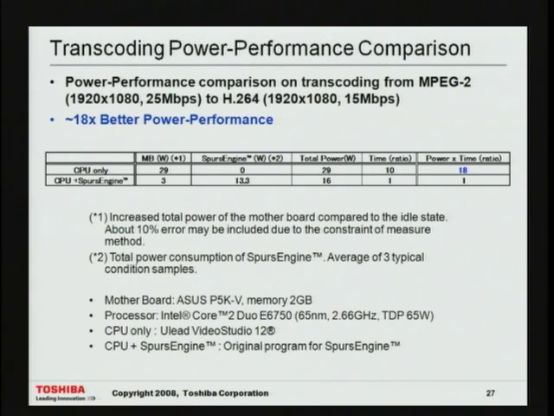And this is a result of power performance comparison on HD transcoding. The SpursEngine system consumes about half compared to the CPU-only system, and it's about 10 times faster. As a result, this results in about 18 times better power performance.